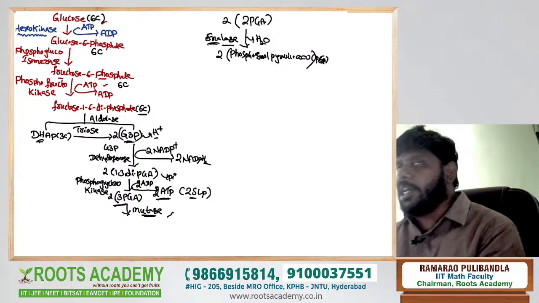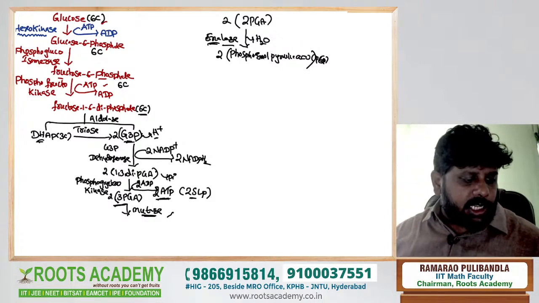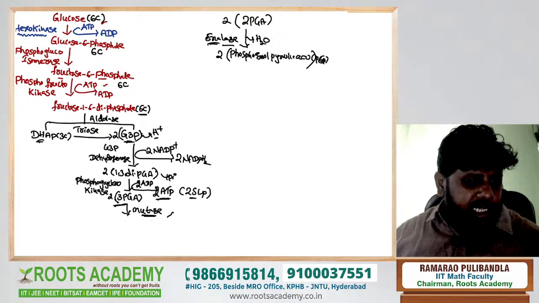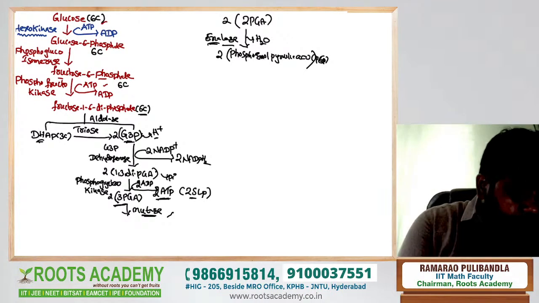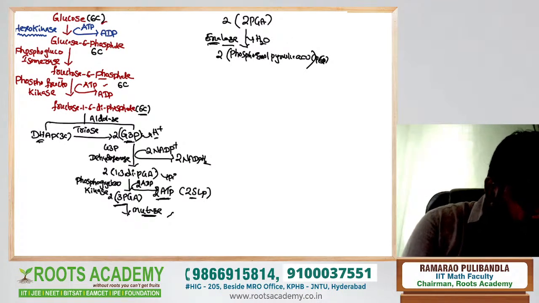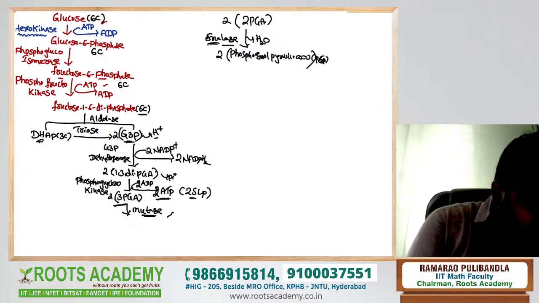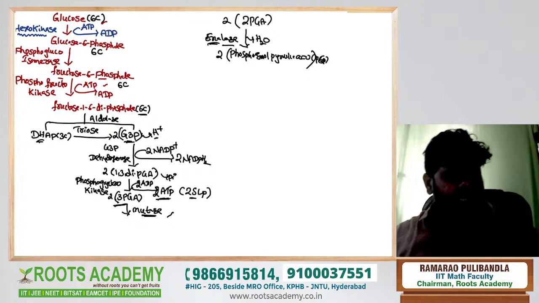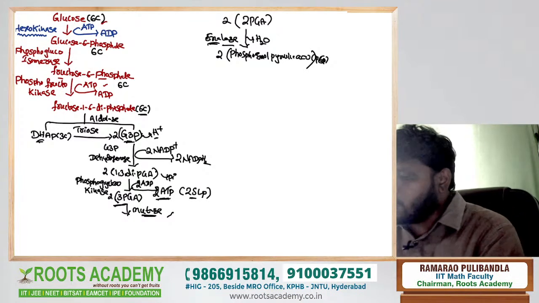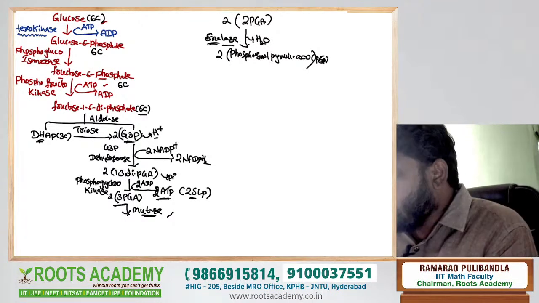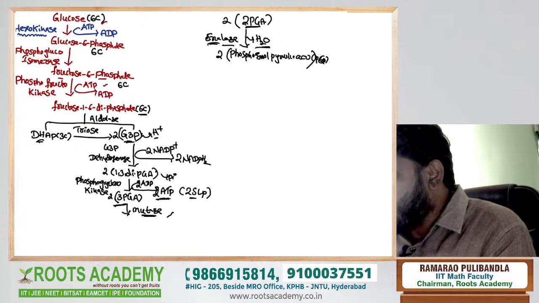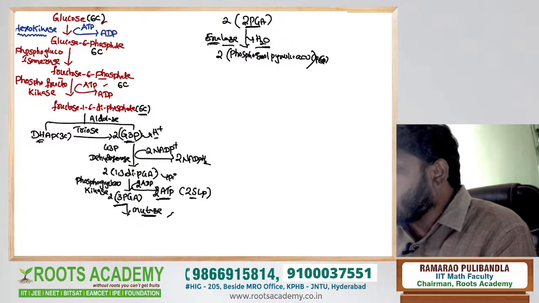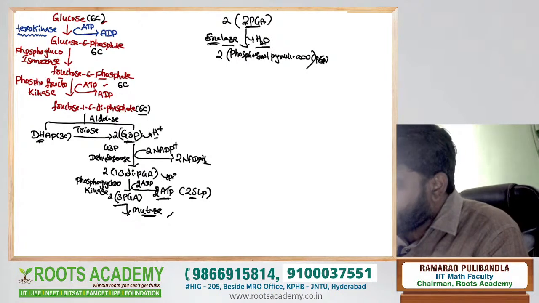What is the enzyme here? Enolase enzyme. What is the enzyme name? Enolase enzyme. So in the presence of enolase enzyme, it removes the water from 2-phosphoglyceric acid. It is converted into 2 molecules of phosphoenol pyruvic acid.